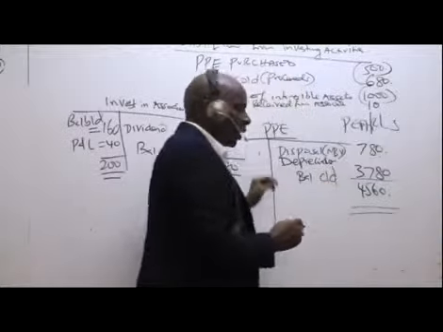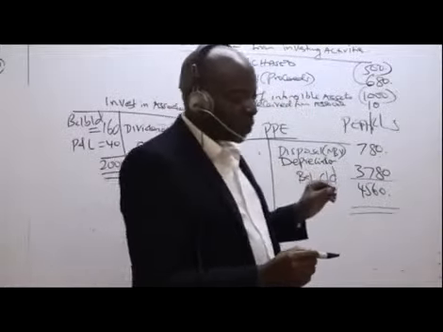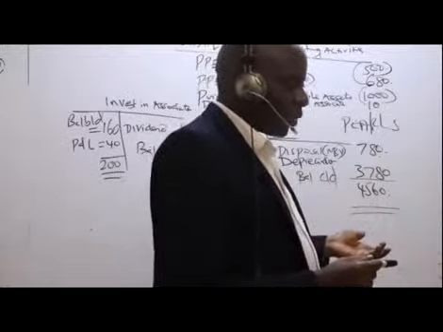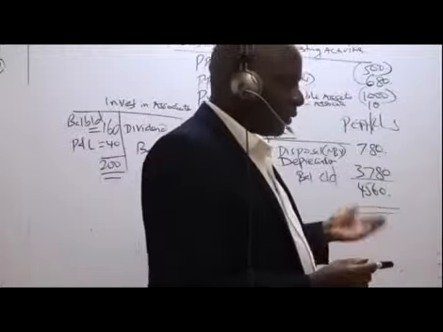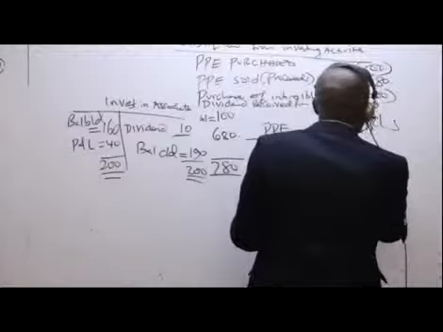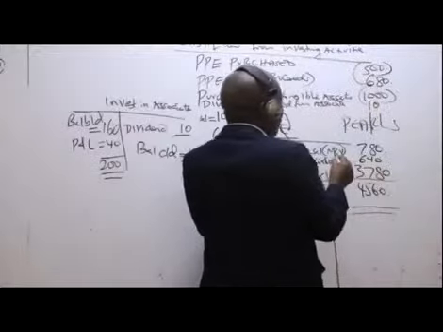So depreciation, depreciation of how much? What is the depreciation for property, plant, and equipment? Already we have this figure of 640. So it means that this disposals figure is wrong.